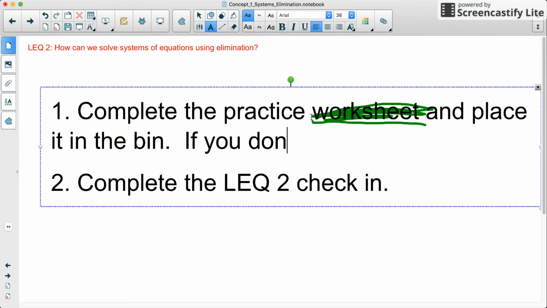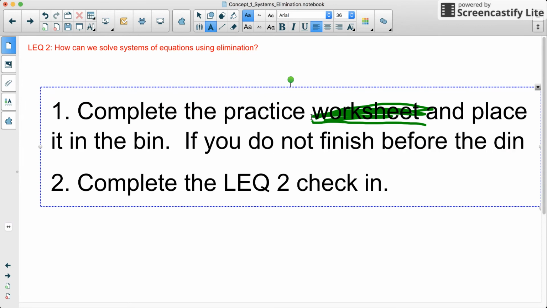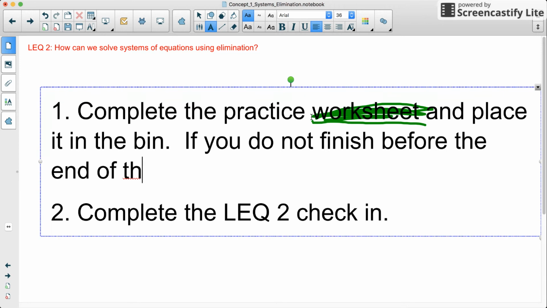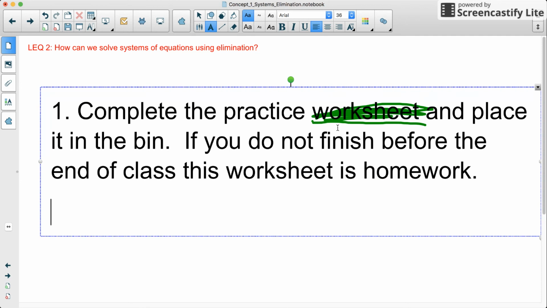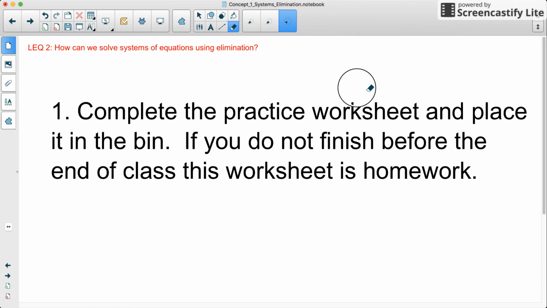If you do not finish before the end of class, this worksheet is homework. Okay? We're going to erase this so that you're not confused. And I will also erase this. So now you know exactly what you're supposed to do. Complete the practice worksheet and place it in the bin. If you do not finish the worksheet before the end of class, this worksheet is homework. I hope this helped.